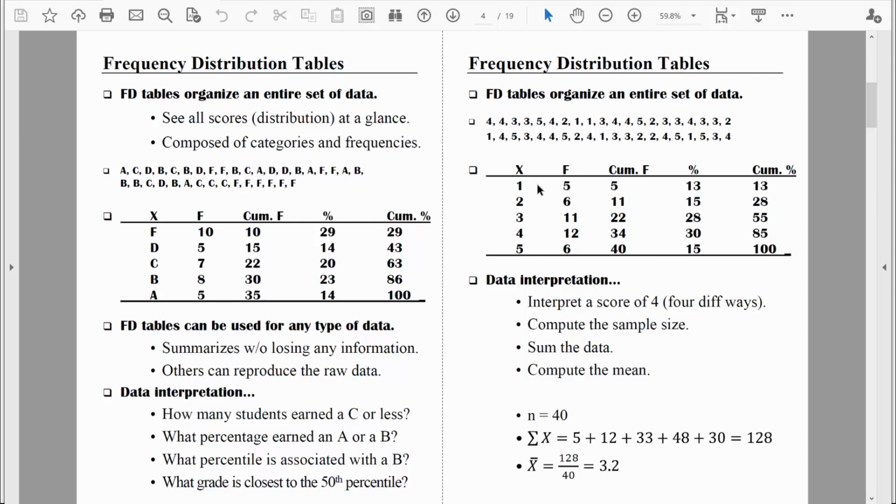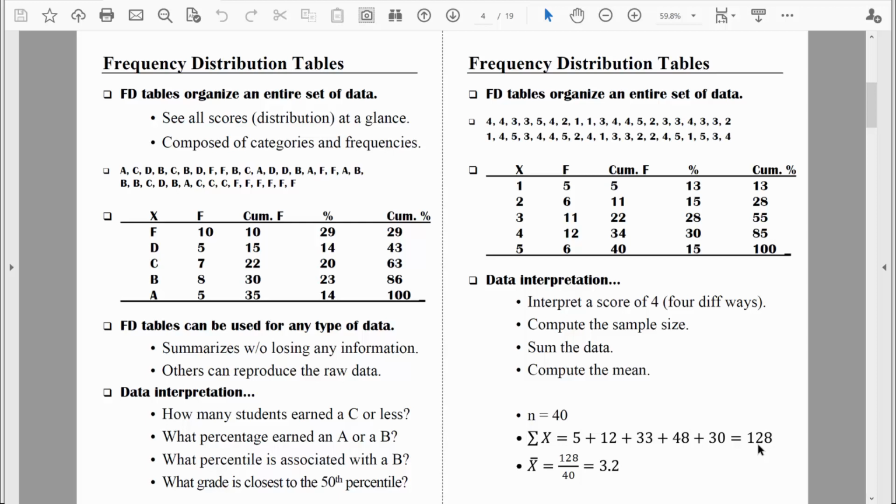If I take 1 and I multiply by 5, I get the value of 5. We're going to add up all of these values as we multiply. If I take 2 and I multiply by 6, I get 12. If I take 3 and I multiply by 11, I get 33. If I take 4 and I multiply by 12, I get 48. If I take 5 and I multiply by 6, I get 30. If I add up all of those values, then I will find the true sum of x, the true sum of all of the data, 128.